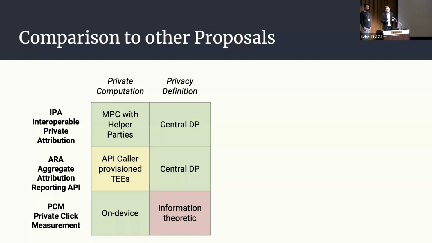Next is the privacy definition. Both IPA and ARA propose the use of central differential privacy. PCM, on the other hand, is purely information theoretic, relying on just limited entropy in the reports and the pigeonhole principle to assure that most, if not all, reports contribute to some kind of cohort. This does provide the ability to perfectly track a limited number of people at the expense of broader measurement capabilities.